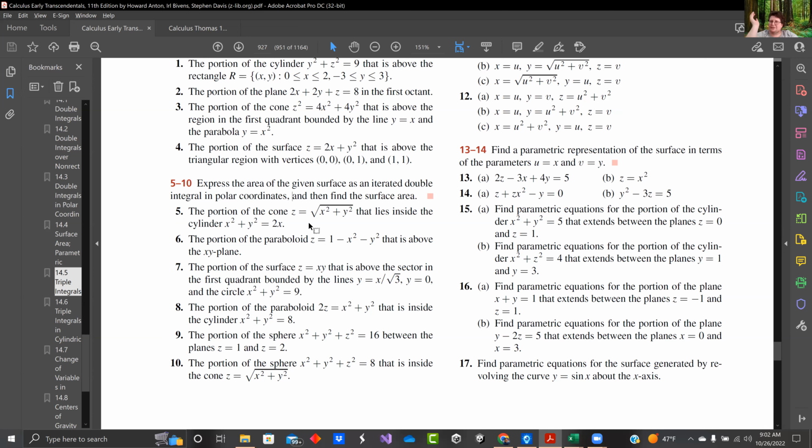Does anyone have the solution manual on PDF that can mail it to me? You guys have it on PDF? I think Eric's about to take one. Were you about to take a picture? No, you want a whole book? If you got the PDF, send me the whole book. Okay.